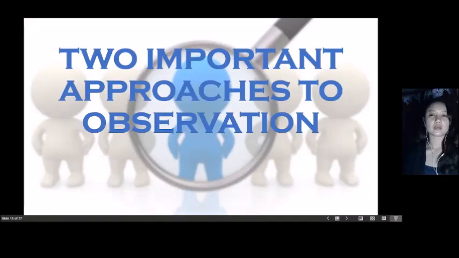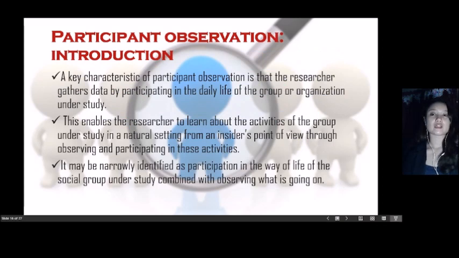So let's proceed to the two important approaches to observation. Participant observation. A key characteristic of participant observation is that the researcher gathers data by participating in the daily life of the group or organization under study. This enables the researcher to learn about the activities of the group under study in a natural setting from an insider's point of view through observing and participating in these activities. It may be narrowly identified as participation in the way of life of the social group under study combined with observing what is going on.